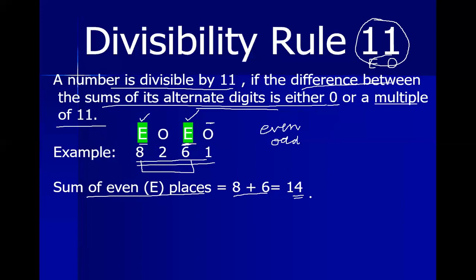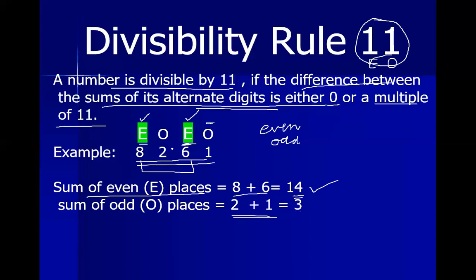So we have added the even places: 8 plus 6 is equal to 14. Then you have to add the odd places. Odd places are 2 and 1, so 2 plus 1 is equal to 3. Then you have to subtract the bigger number minus the smaller number. It is not always that the even places give the bigger number. Odd places can also give the bigger number. So you have to subtract the smaller number from the bigger to get the difference. So 14 minus 3 gives you 11.